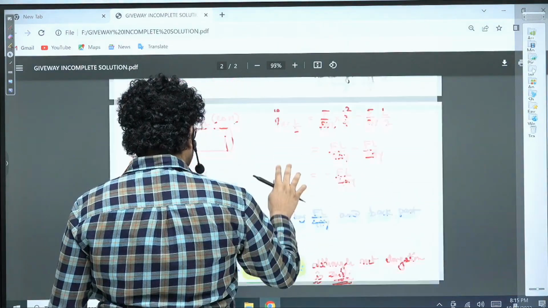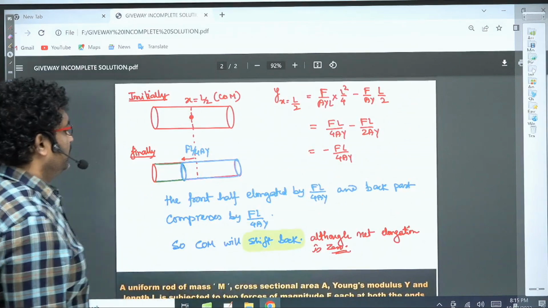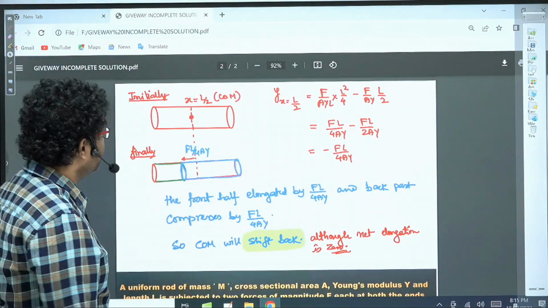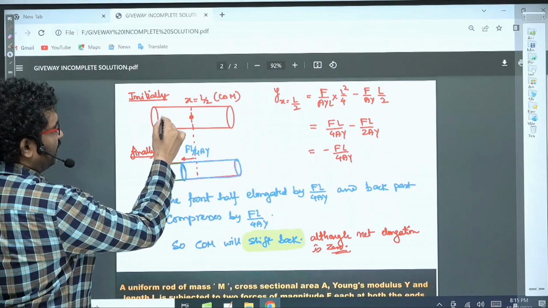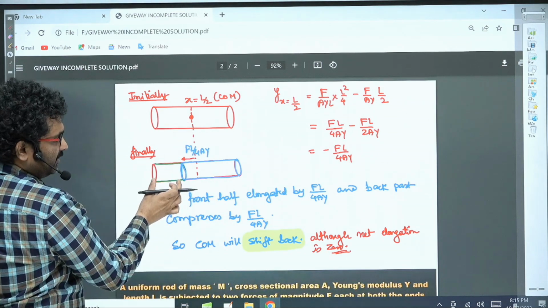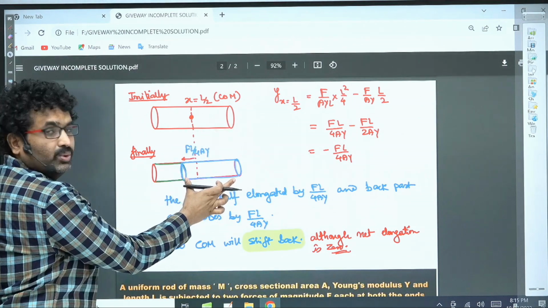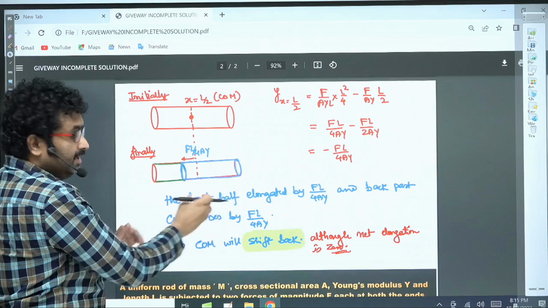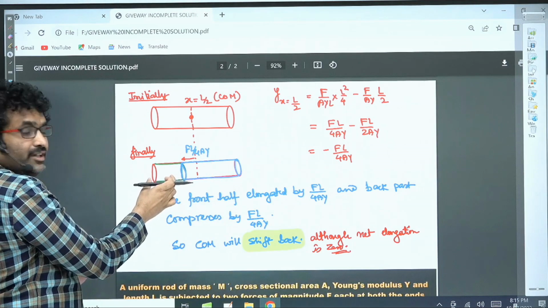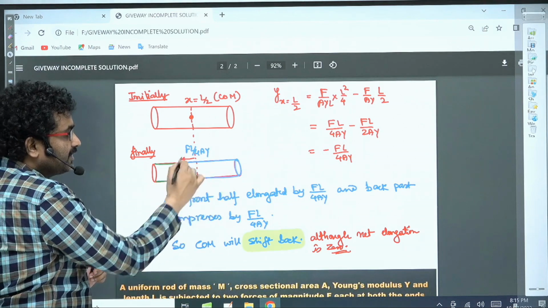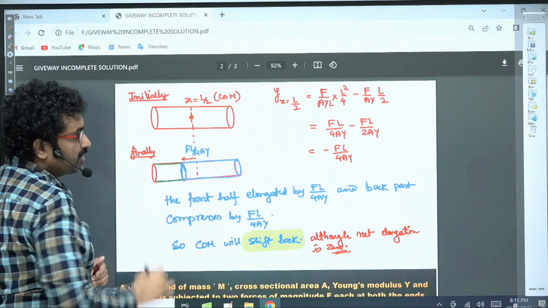Okay, so like this particular diagram, beautifully drawn by one of our students. So this left half, which has got compressed, is this green color, and this right half, which got expanded, is the blue color. Total length remains the same, but this left half's center of mass cannot be assumed to be this midpoint. This right half's center of mass cannot be assumed to be this point.